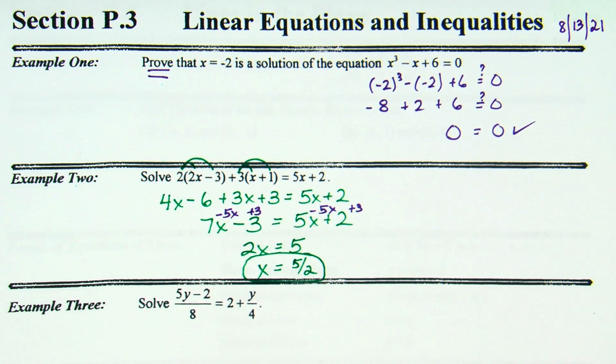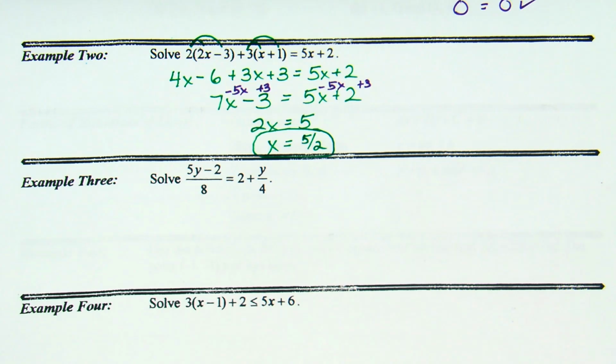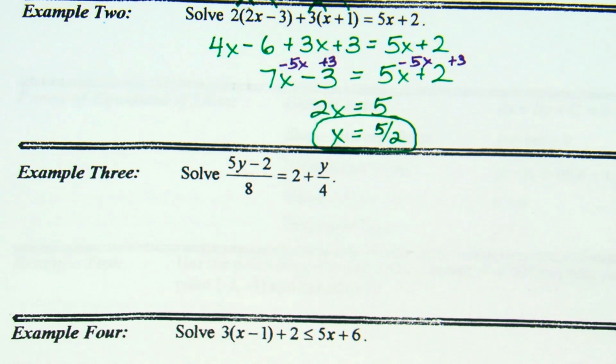Okay, example 3. Another equation to solve. 5y minus 2 over 8 equals 2 plus y over 4. There's fractions, yes? There's several different things you can do here, but here's my thought. Can we get rid of these fractions? I mean, the fractions aren't very friendly to work with, right? When we have 5y minus 2, we need to either split them up or get rid of the fractions. Do you remember how to get rid of fractions? In other words, how do I get rid of these denominators?